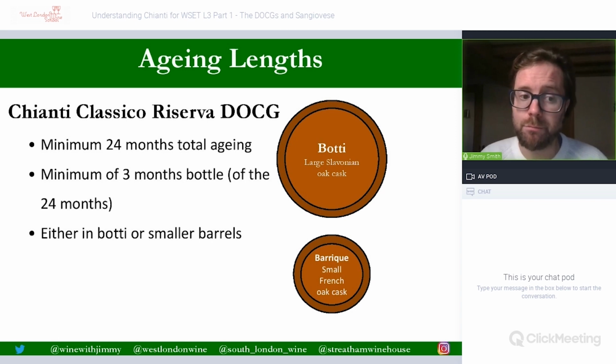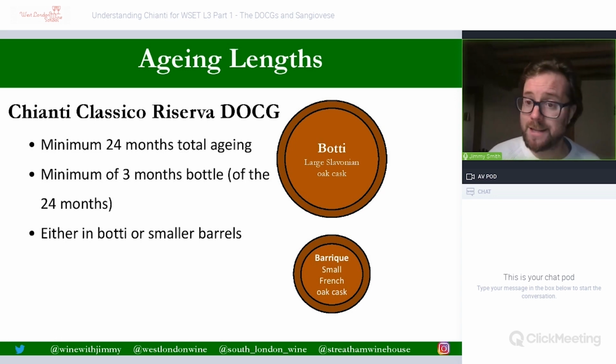Minimum 3 months in bottle of the 24 months. So it must be partially some bottle and then oak. Can't all just be oak. And then once again, the same rules apply. It could be in botti or smaller barrels and a variety of types of barrels. So that's Chianti Classico Reserva.